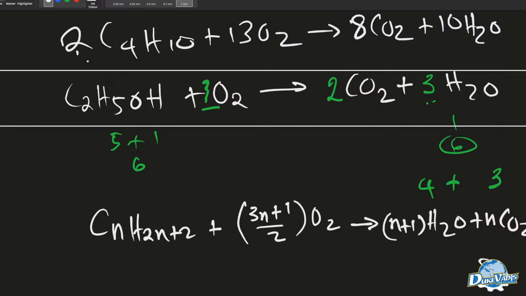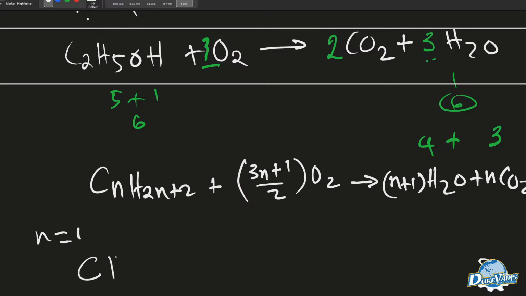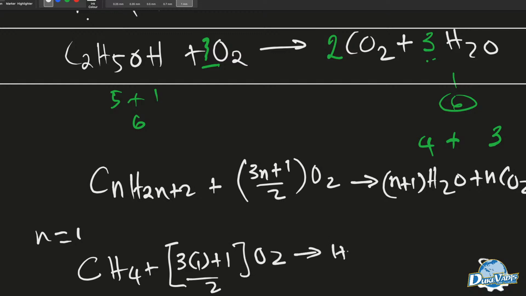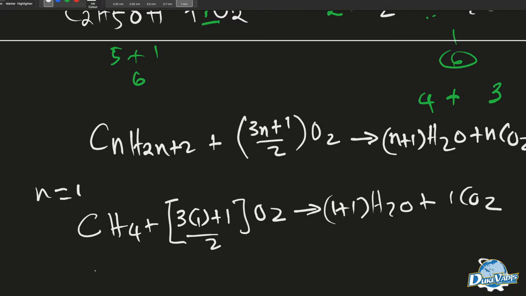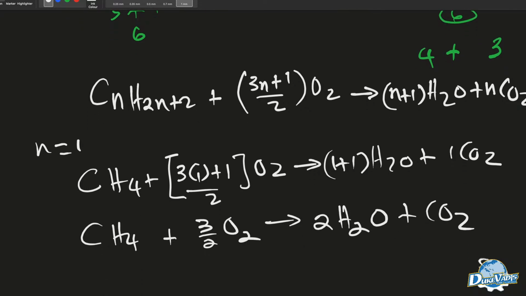without difficulty. So let's say if n is equal to 1, then by substitution we are going to get CH4 plus (3·1+1)/2 oxygen. This will be (1+1) water, and this will be 1 times CO2. So when we do that, we're going to get CH4 plus 3 over 2 oxygen, and this will be 2 water plus CO2. Let's see whether it balances the equation.